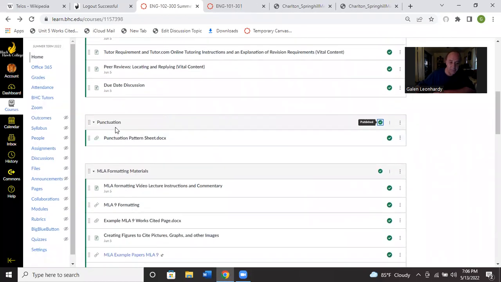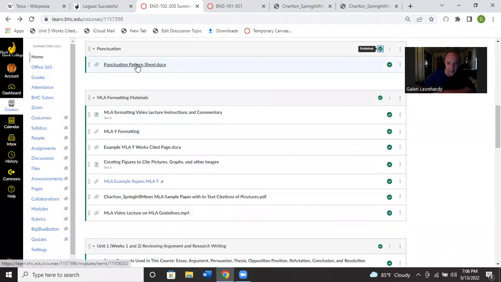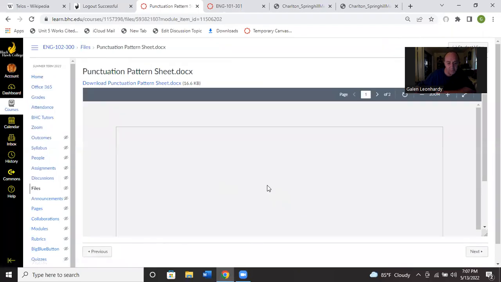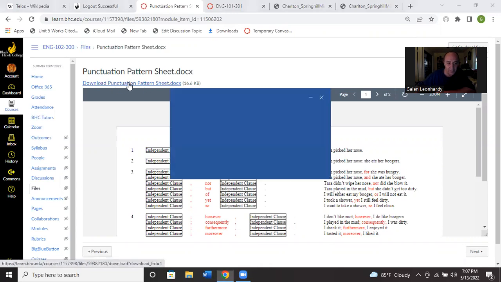Down here, I've just created a new module. It's called Punctuation. It follows the introductory material. Inside the punctuation module at this point is a punctuation pattern sheet. I may eventually put some more stuff in there, but for right now, this is all I have. When you click on it, it's going to come up in here. I don't want you to do that. I want you to go ahead and have it come up as a Word document. So you click on the link there.